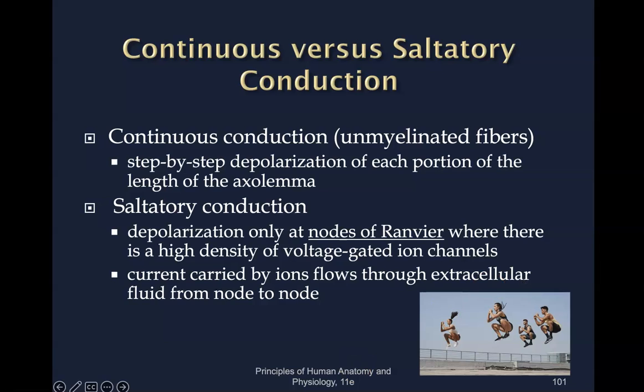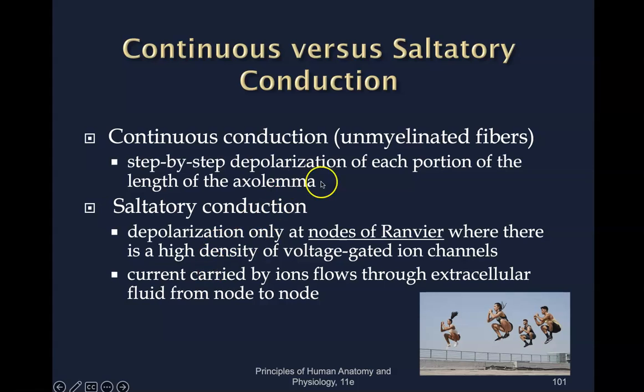Real quick, I know this has gone long, but I want to try to finish with continuous versus saltatory conduction. So again, continuous conduction is what we've already talked about in the unmyelinated fibers. It's that step-by-step depolarization along each portion of the axon, or what we call the axolemma, the membrane of the axon. Now, saltatory conduction, for those of you that don't know the term saltatory, it means jumping. Okay. And so saltatory conduction means that depolarization happens only at the nodes of Ranvier, where there's a really high density of voltage-gated ion channels in that one area. Okay. You're going to have lots of them crammed in.